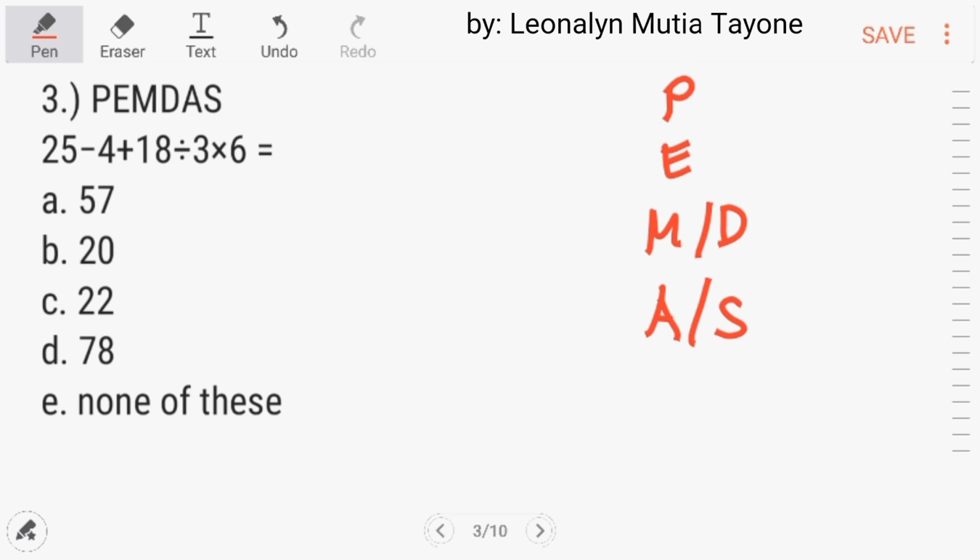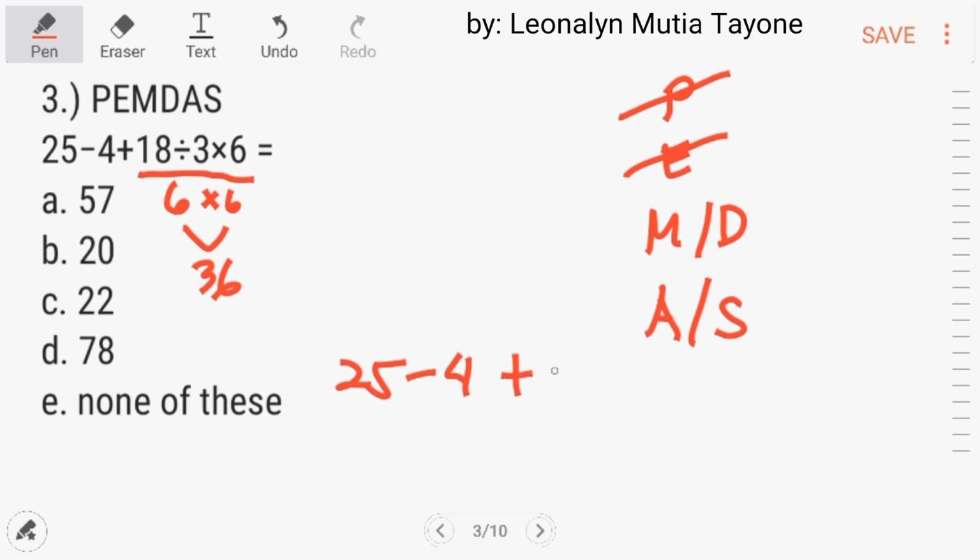So, sa given na ito, walang parenthesis, walang exponent. Ngayon, ang nandito ay yung multiplication or division. So, alin ba ang nauna? Division ang nauna. So, unahin natin yan. 18 divided by 3, and that is 6. 6 times 6, that is 36. Ngayon, ang next is 25 minus 4 plus 36.